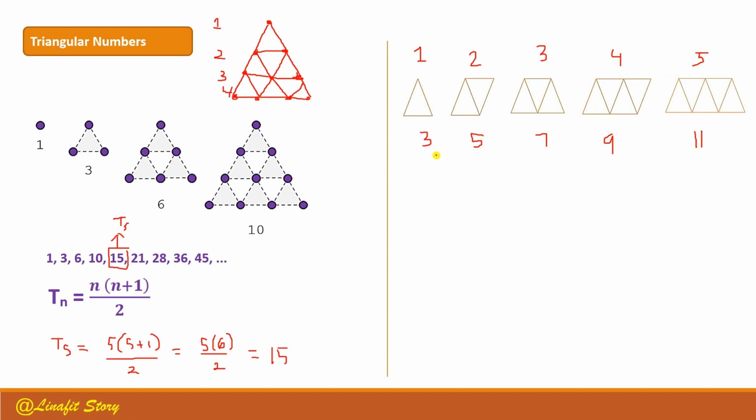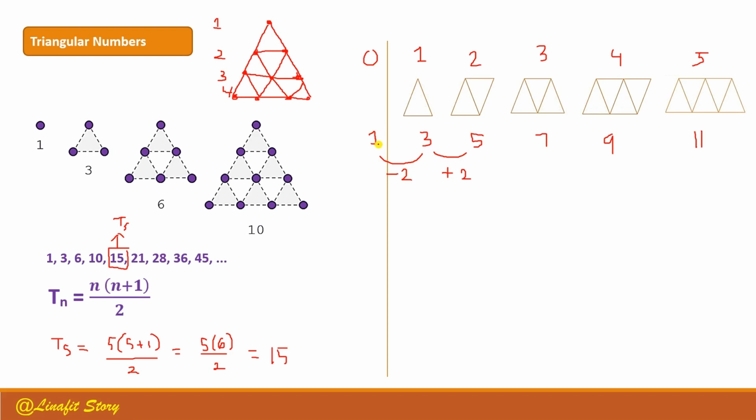Next here, we know the common difference is 2. 3 plus 2 is 5, 5 plus 2 is 7, 7 plus 2 is 9, 9 plus 2 is 11. The common difference is 2. And then after that, the first term is 3. Now we will find the zero term. If we count forward, plus 2. If we count backward, minus 2. 3 minus 2 is equal to 1.